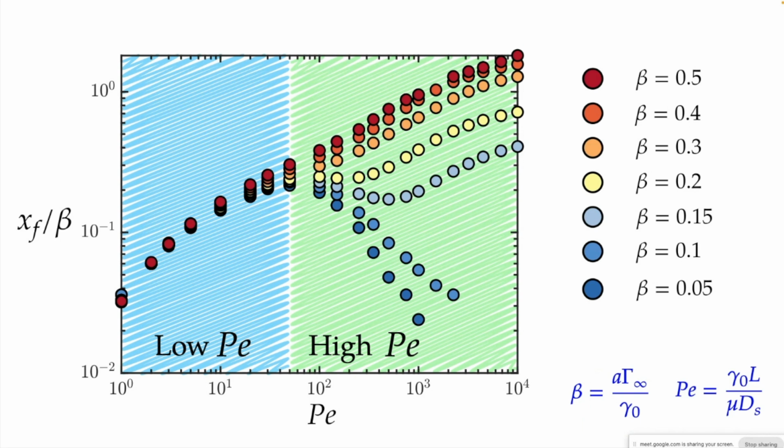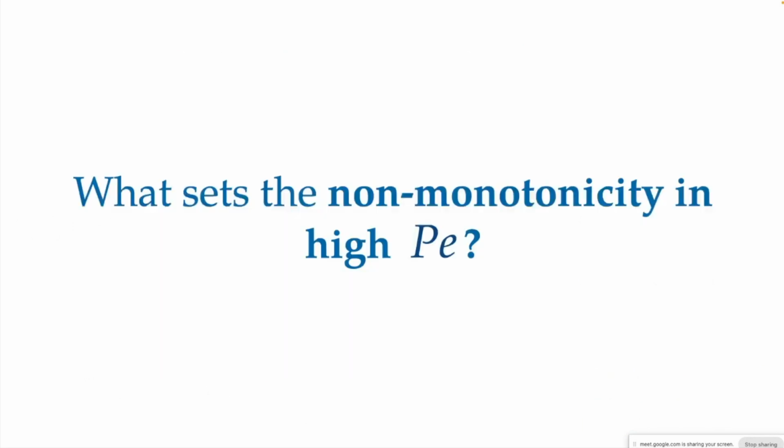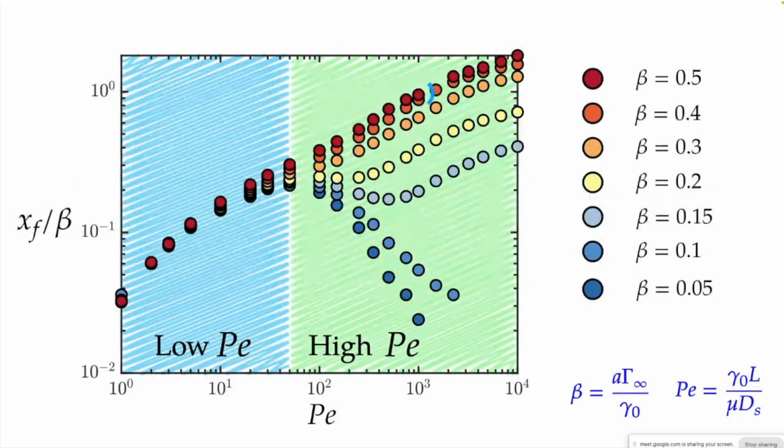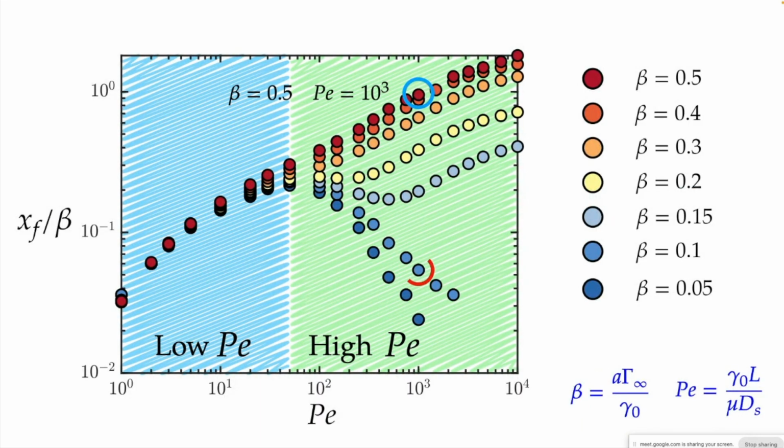Now, I've talked about this weird behavior that we see for high Becquerel cases. Now we try to understand this. So what sets this non-monotonicity for your high Becquerel cases? And to answer this, we take two cases. One is your beta 0.5, Becquerel 1000, and your other is beta 0.1 and Becquerel 1000. So basically, the two extremes of your plot.